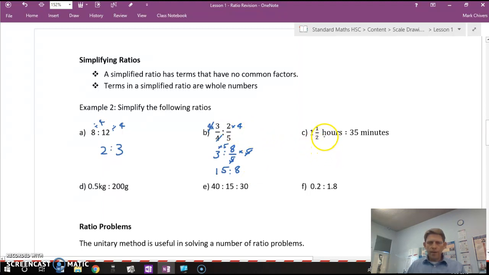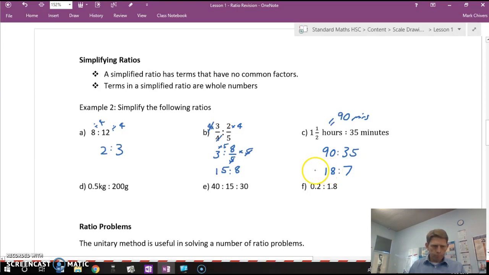Now, 1.5 hours to 35 minutes. What I'm probably going to do there is say, well, 1.5 hours, that just equals 90 minutes, doesn't it? So I'll say 90 is to 35. And I could look at that and say, well, 5 clearly goes into both those numbers, so I'll start there. 5 goes into 35 7 times, that's nice and easy. And it goes into 90. Well, I could use my calculator, but I suppose 5 goes into 180 18 times. So 18 is to 7. And I don't think there's any more common factors there, so that's as simple as I can make that one.